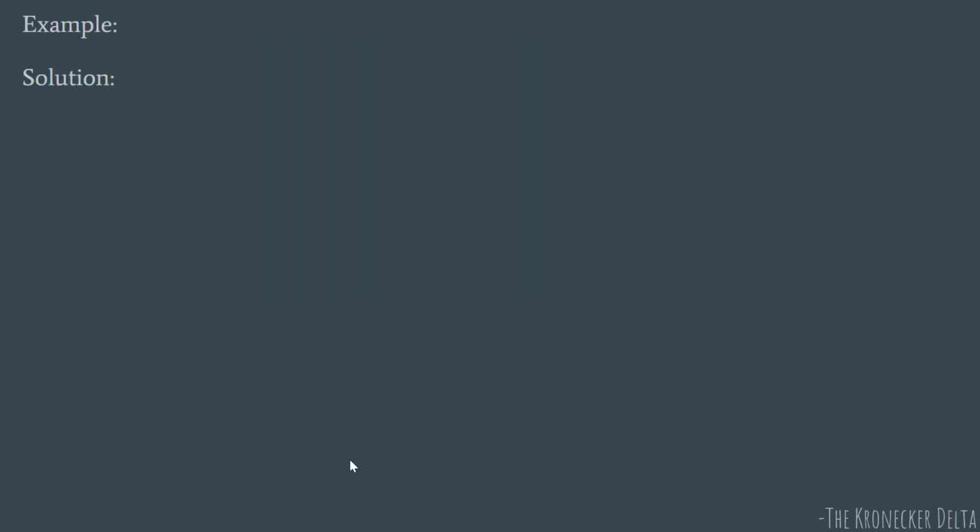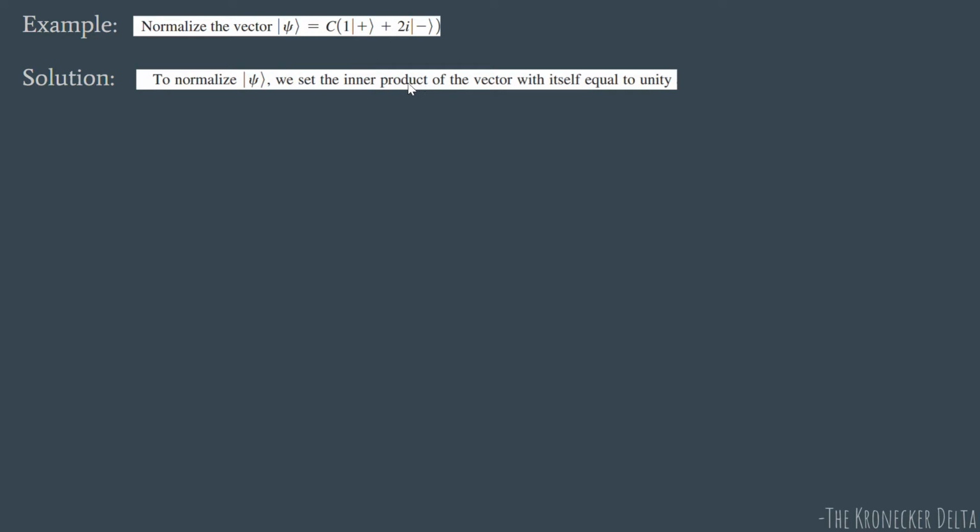Okay, so now we'll take an example where we have to normalize a vector psi. Here, C is your normalization constant, and the state is given as 1 plus and 2i minus. Here plus and minus are the basis. It can be any state, right? So we are taking some state which is of this form, and there is a constant C sitting here. Now we need to normalize this. Normalization condition means that we have to set the inner product of the vector with itself equal to unity. So this is what we have to set.